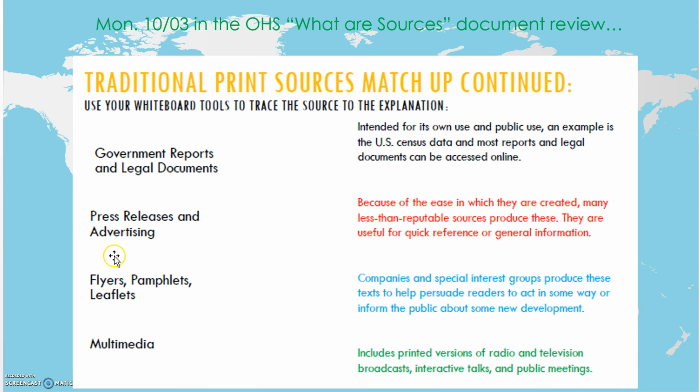So let's look at this. Traditional print sources, we continue to think about that. Government reports and related documents are things that you get from the government, like the census, okay? Press releases and advertisements are things that are produced by companies. They tell the company's message. And it's also really important when you start thinking about these print sources where the bias is coming from.